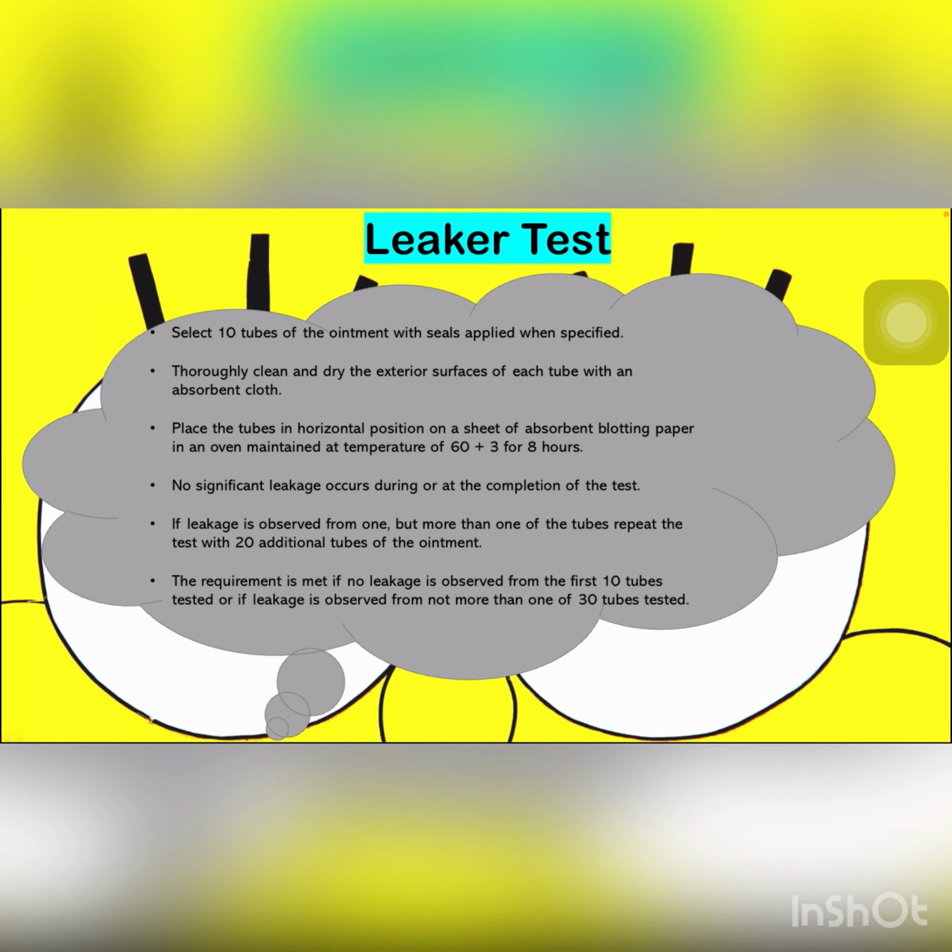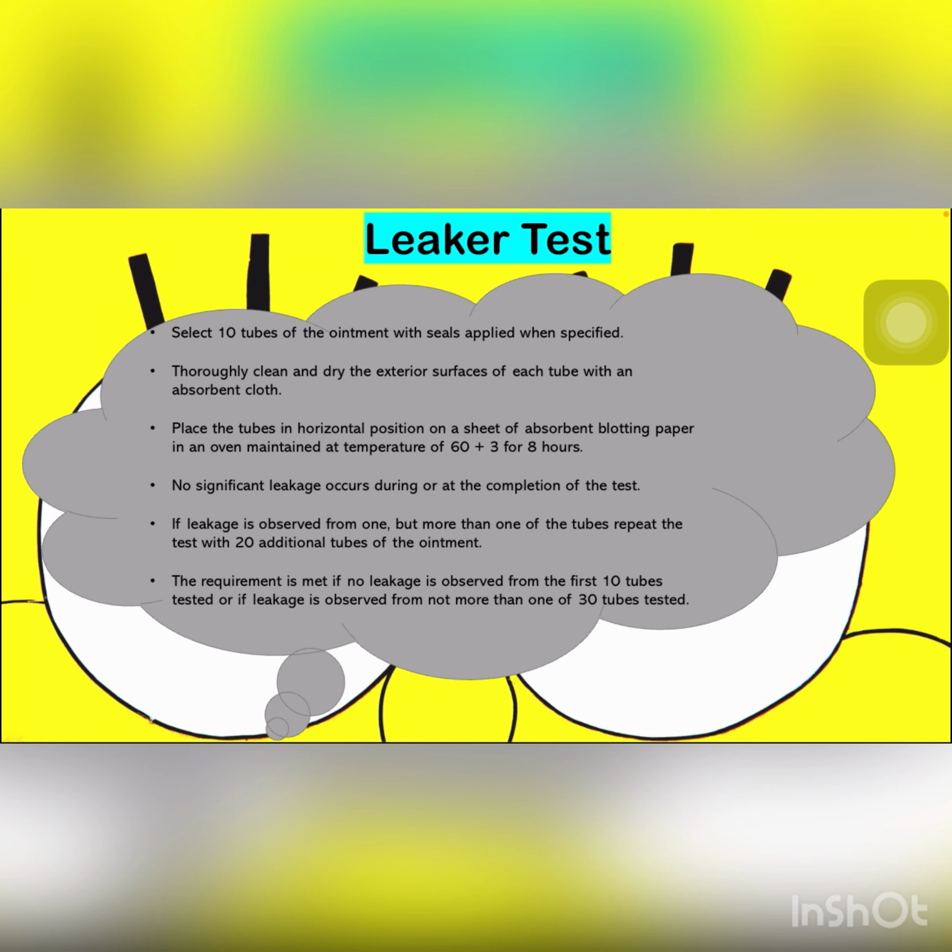The third test is the leakers test. In this, select 10 tubes of the ointment with seals applied when specified. Thoroughly clean and dry the exterior surface of each tube with an absorbent cloth. Third, place the tubes in a horizontal position on a sheet of absorbent blotting paper in an oven maintained at a temperature of 60 plus or minus 3 for 8 hours. No significant leakage should occur during or at the completion of the test.